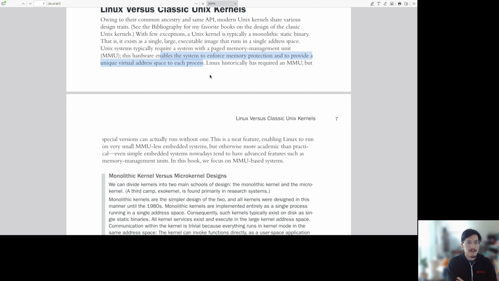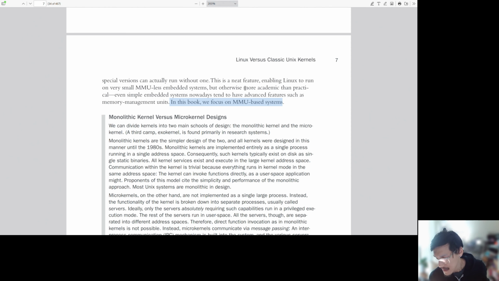So Linux historically has required an MMU, but special versions can actually run without one. This is a neat feature enabling Linux to run on very small MMU-less embedded systems, but otherwise more academic than practical. Even simple embedded systems nowadays tend to have advanced features such as MMUs. In this book, we focus on MMU-based systems. So just assume that every computer that we're going to be working with, or at least in this book, is already MMU capable, meaning that we work in virtual address spaces.